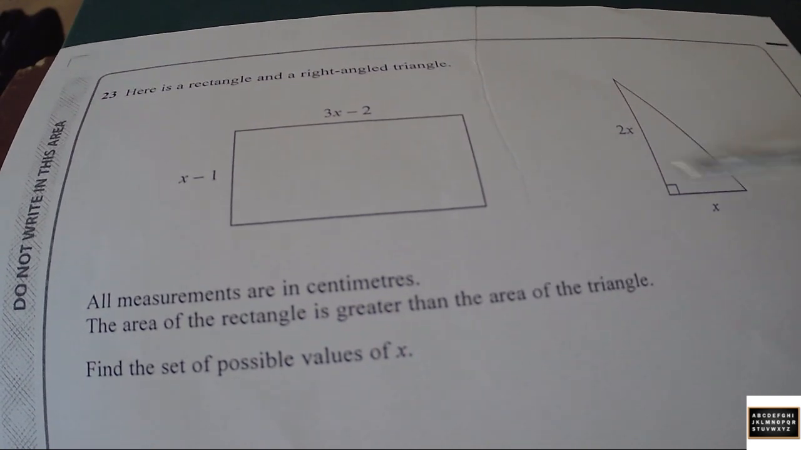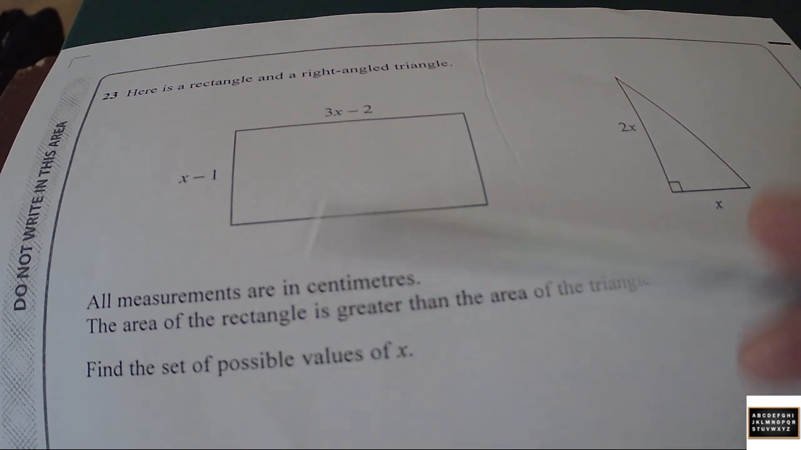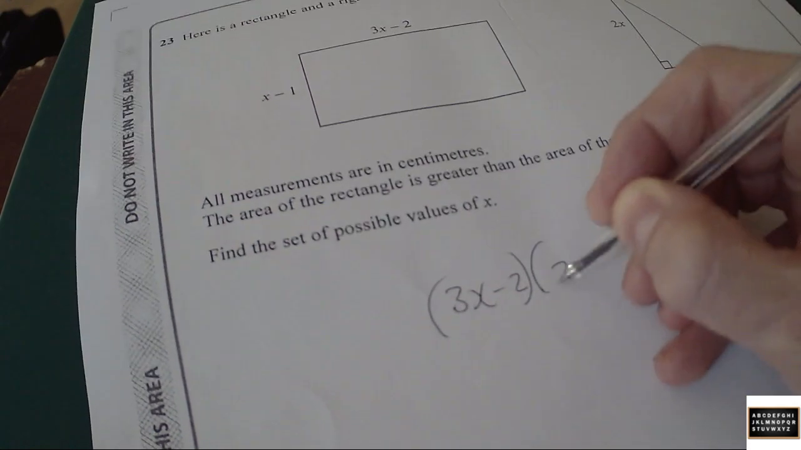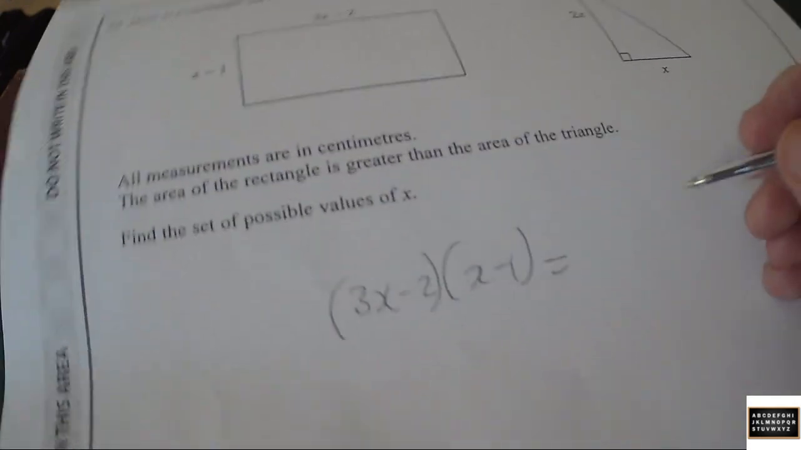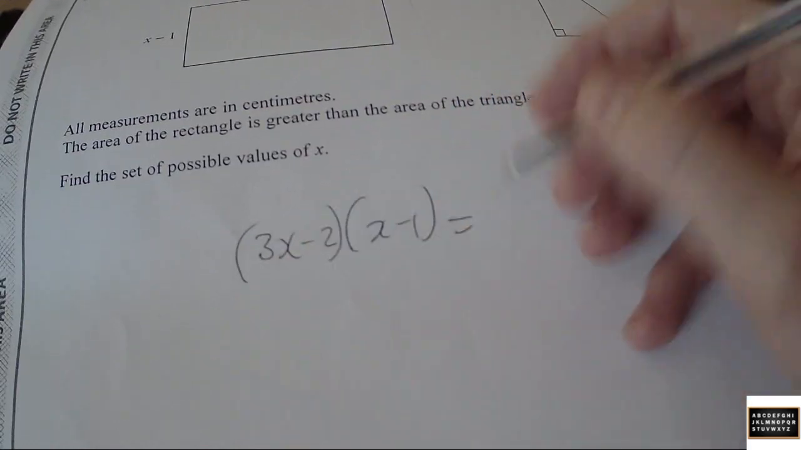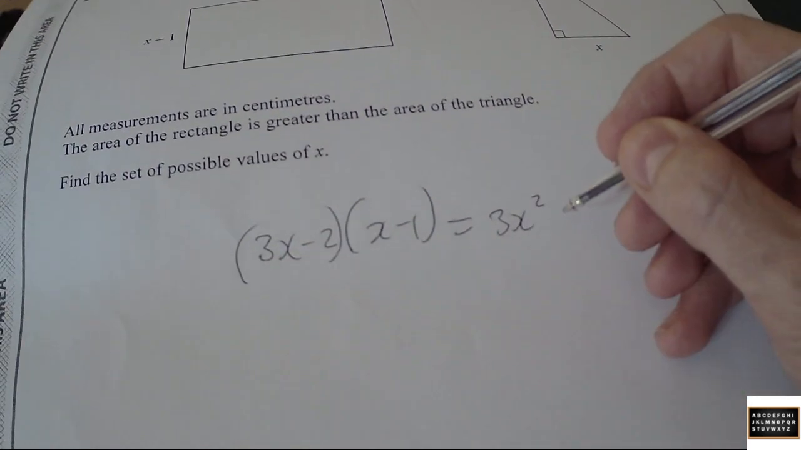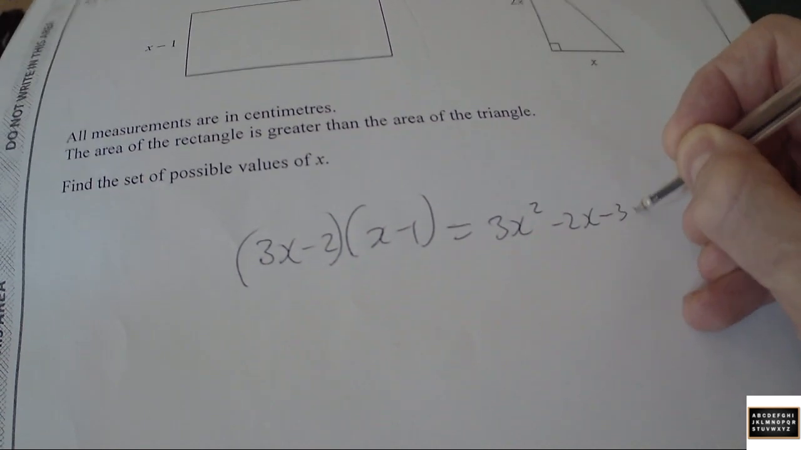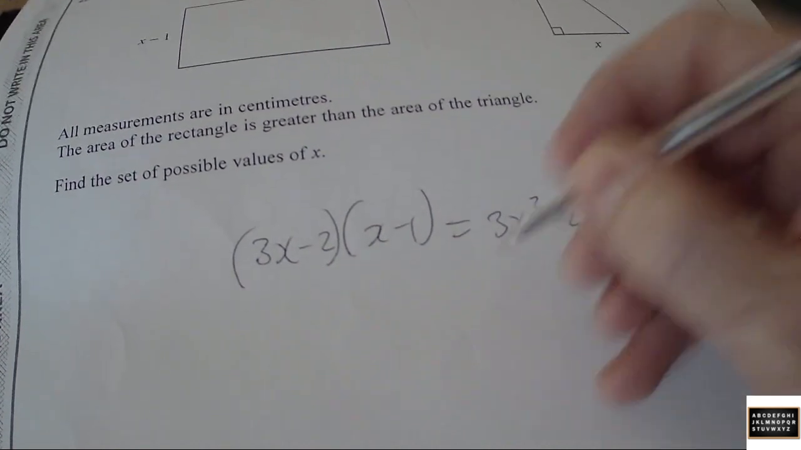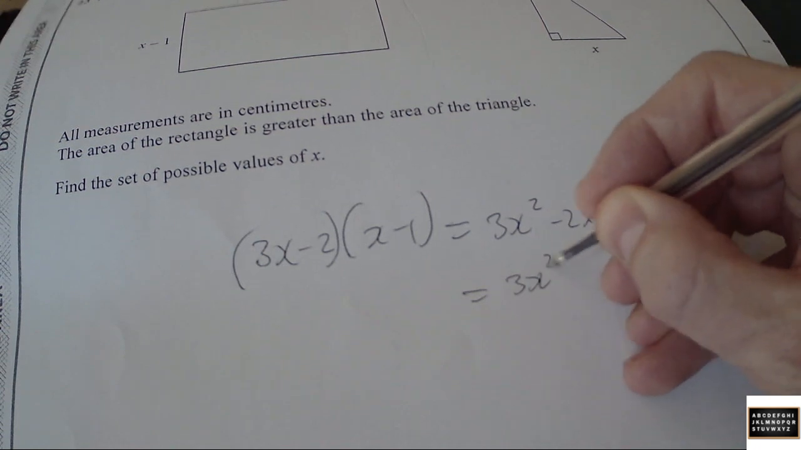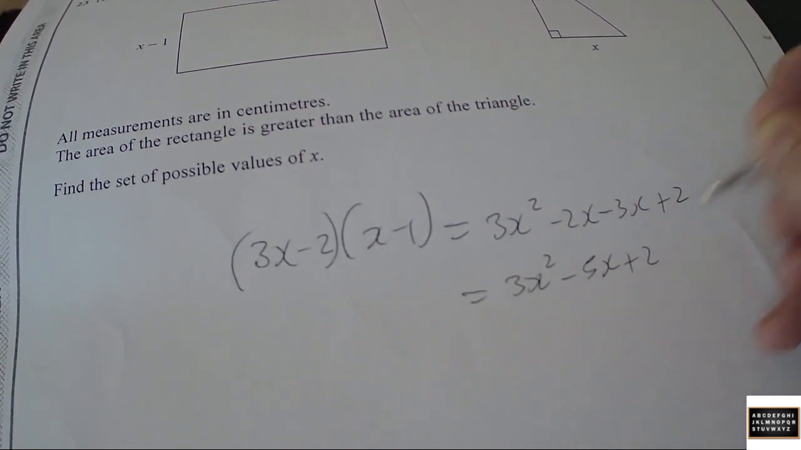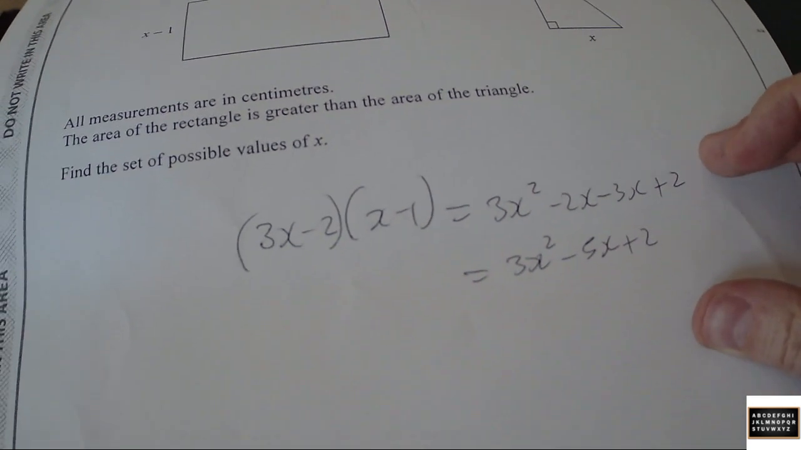You can see that's going to be just x squared here. But we're going to do this one first. We're going to work out the area of the rectangle. So I'm going to multiply up these pairs of brackets, 3x minus 2 and x minus 1. So I'm getting 3x squared minus 2x, and then minus 3x, and then positive 2 at the end. So it's going to be 3x squared minus 5x, and then positive 2 at the end. It's quite straightforward so far.